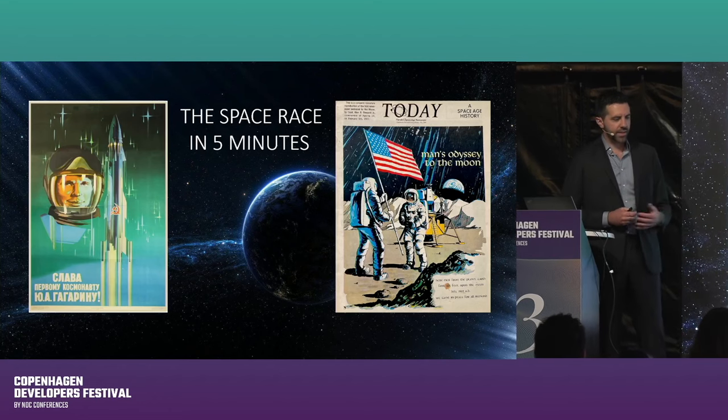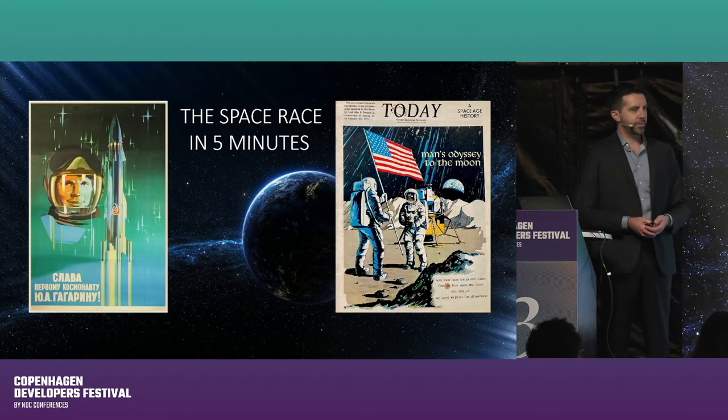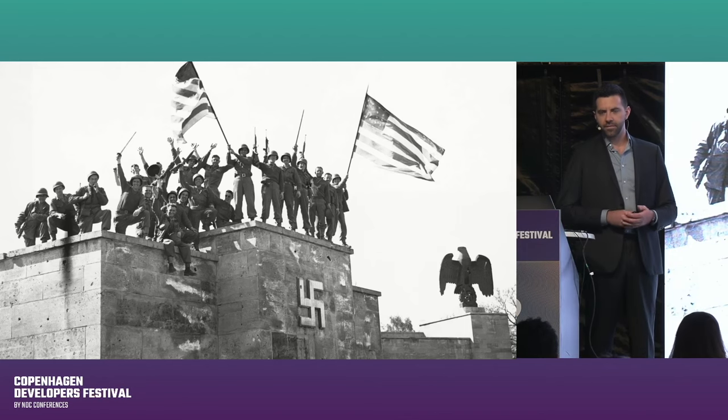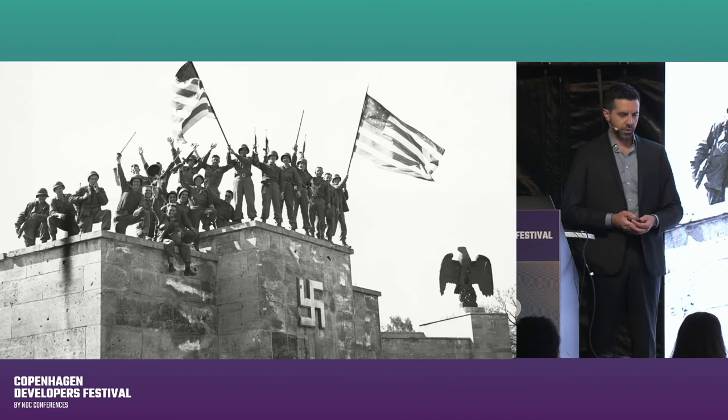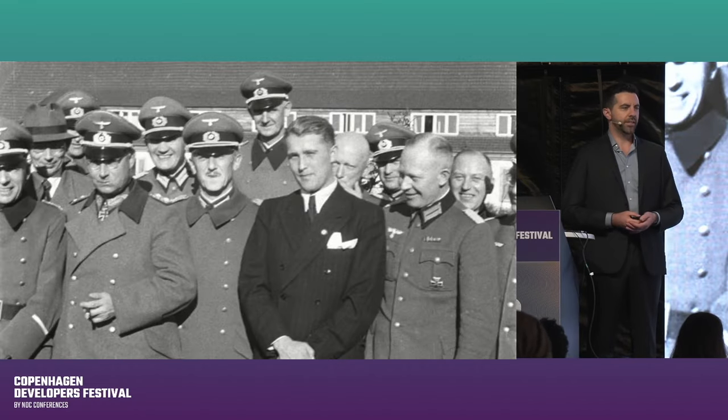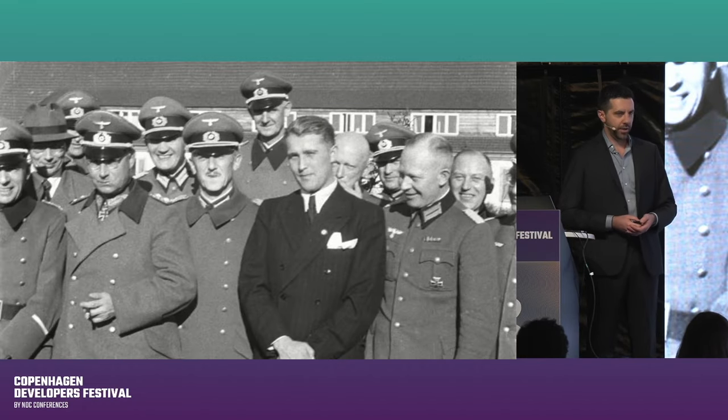So we'll get into this by doing a review of the space race in 5 minutes. A space race, of course, between the US and the Soviet Union following World War II. So 1945, the Allies defeat the Nazis in World War II, victory in Europe. And as part of this victory, they started what they called Operation Paperclip, which is where they took a bunch of Nazi scientists and brought them to the US to work for America.